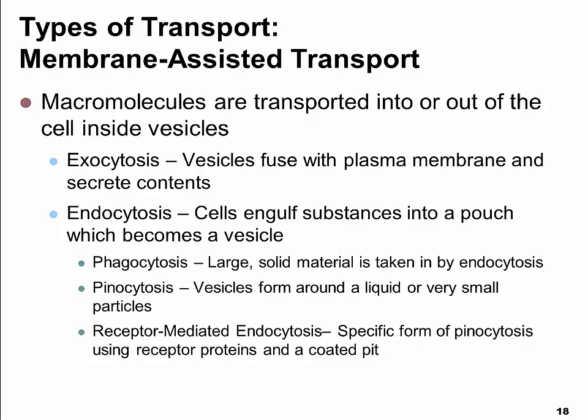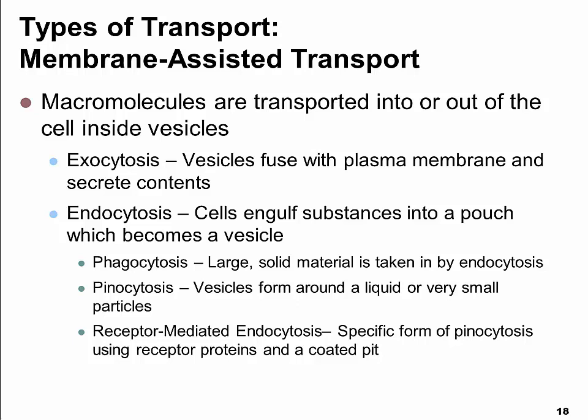Pinocytosis is a little bit different. Pinocytosis is often referred to as cell drinking. In the case of pinocytosis, the cell forms very small vesicles that break off, and a little bit of the plasma membrane makes its way into the cell. It's important to note that all cells carry out pinocytosis. Not all cells carry out phagocytosis, but all cells carry out pinocytosis.